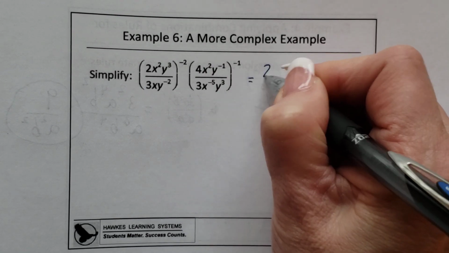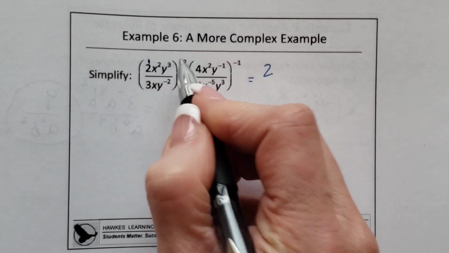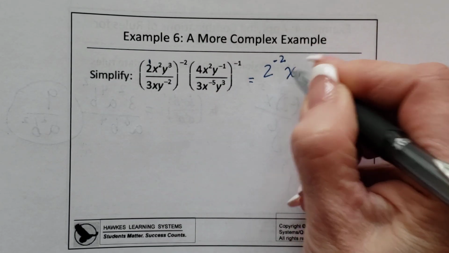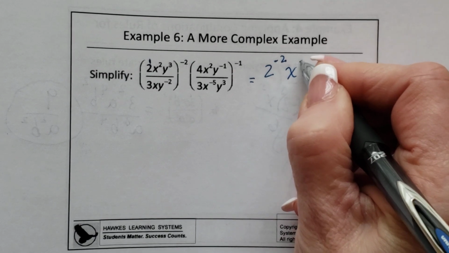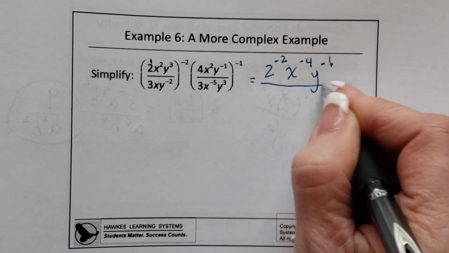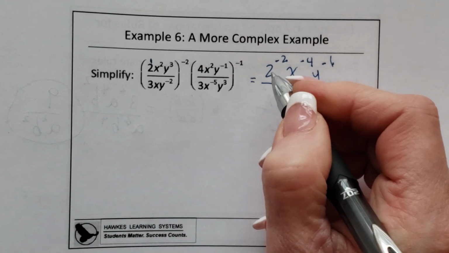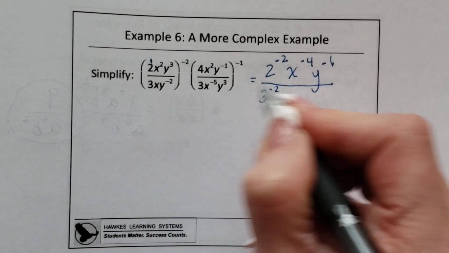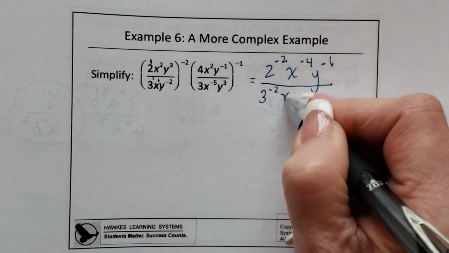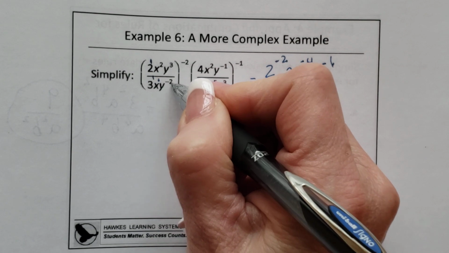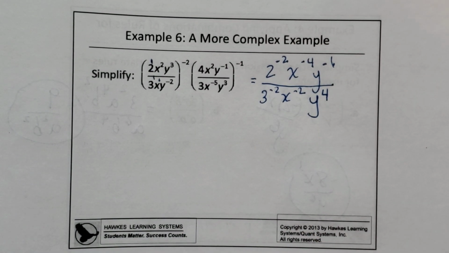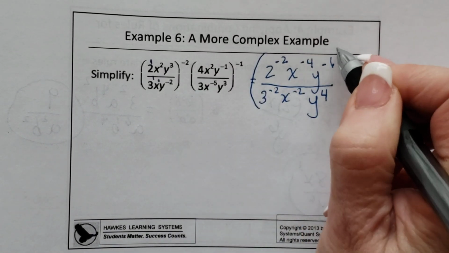So we're going to do 2. 1 times negative 2 is negative 2. X to the 2 times negative 2 is negative 4. Y to the negative 6 over 3 to the negative second, because there's a 1 right there. There's a 1 right there. 1 times negative 2 is negative 2. Negative 2 times negative 2 is positive 4. And that's the whole first set of parentheses.